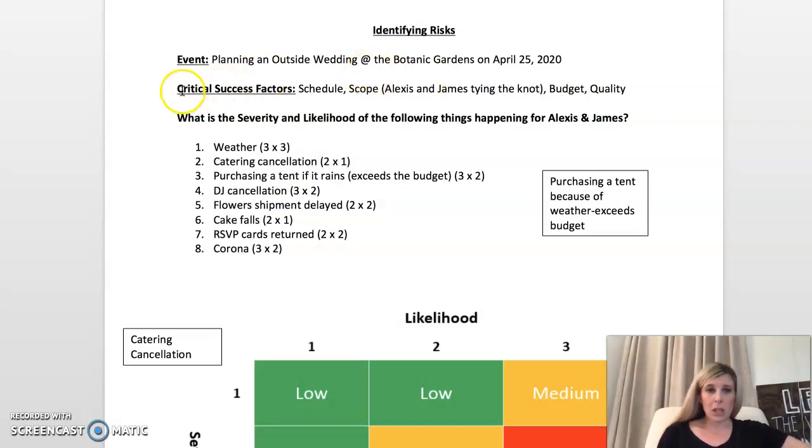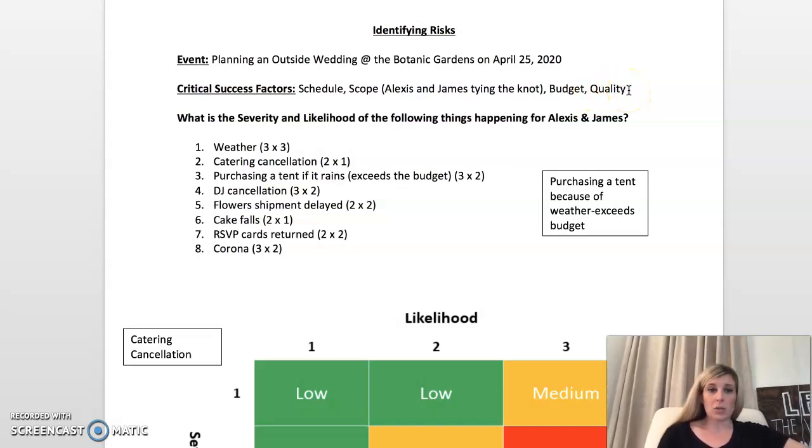We're going to be looking at the critical success factors, which are schedule and scope. Remember, we just identified that. The scope is Alexis and James tying the knot. The scope is also flowers, cake, dancing, and getting married outside in the Botanic Gardens. The budget is also tied in with the critical success factors, and then the overall quality of the wedding.